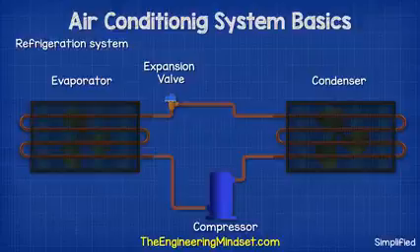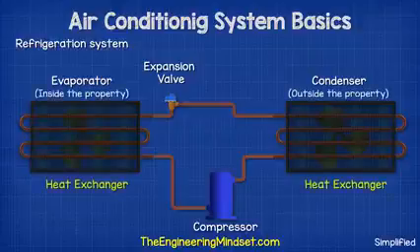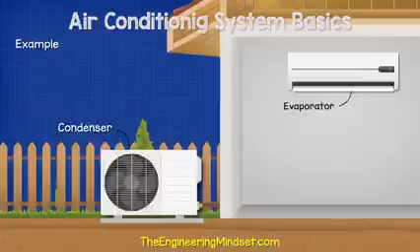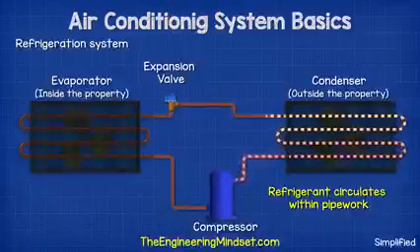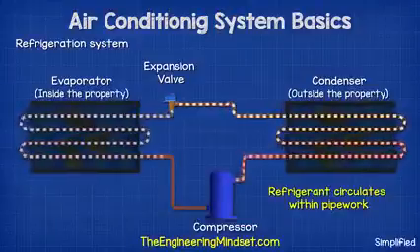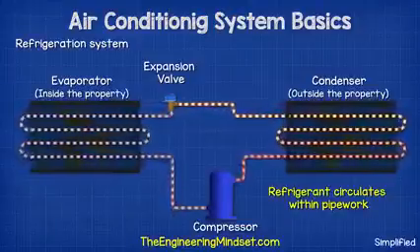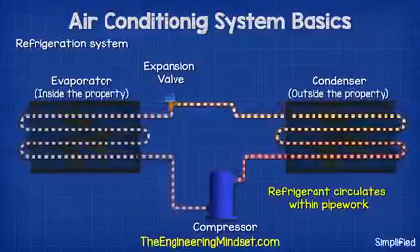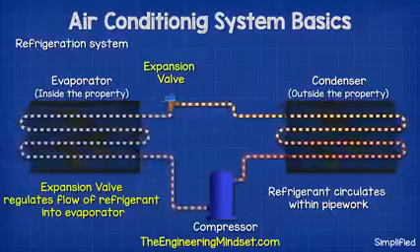Evaporator. The condenser and the evaporator are both heat exchangers. The condenser sits outside the property, and the evaporator sits inside the room being cooled. The compressor circulates a refrigerant in the pipework, which cycles between all of these components. The expansion valve regulates the flow of refrigerant.